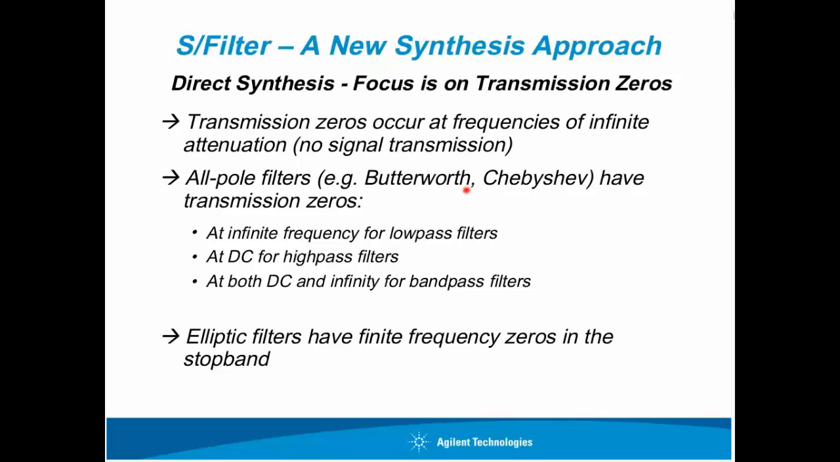So what do we mean by transmission zeros? Well, transmission zeros occur at frequencies of infinite attenuation or no signal transmission. So all-pole filters, such as Butterworth and Chebyshev, have transmission zeros at infinite frequency for low-pass filters, at DC for high-pass filters, or at both DC and infinity for bandpass filters. Elliptic filters have finite frequency zeros in the stop band.